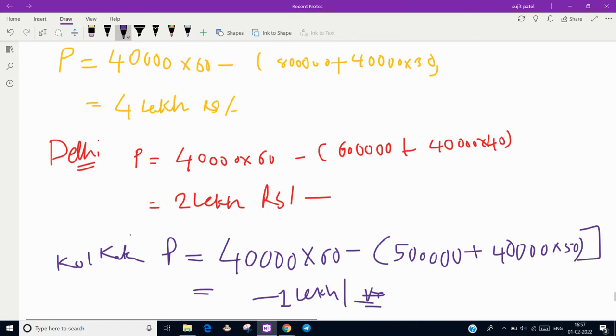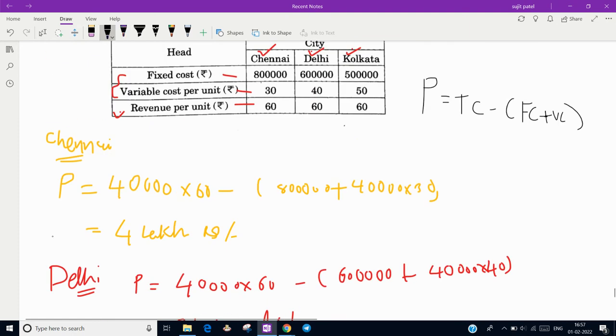So this should not be the most attractive. The most attractive location is Chennai, where you will get a profit of 4 lakhs. Why? Due to the lowest variable cost.